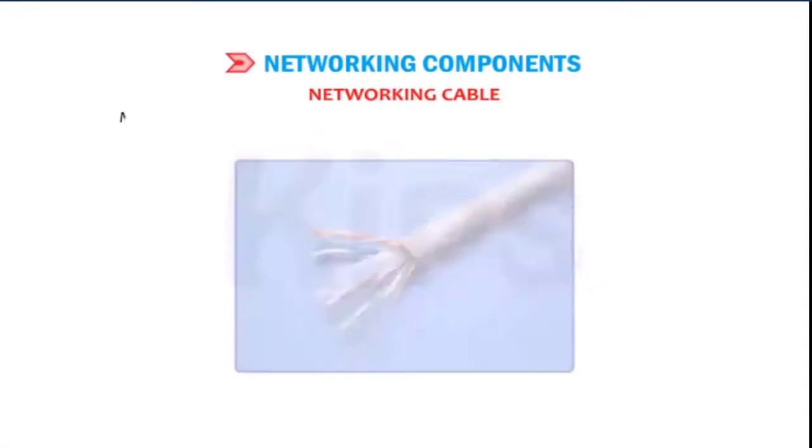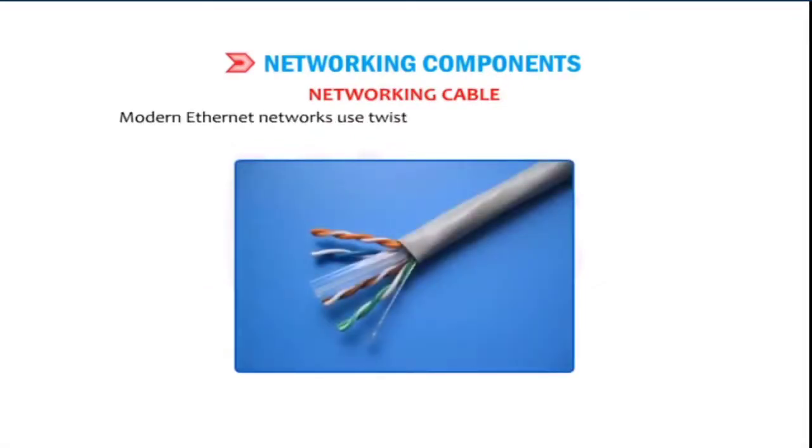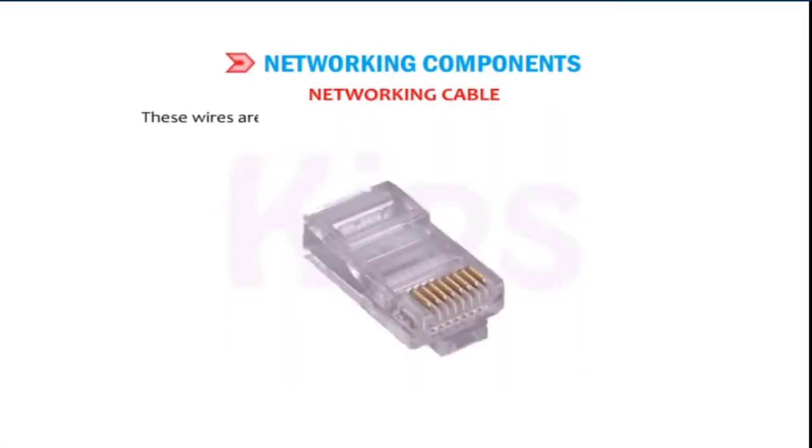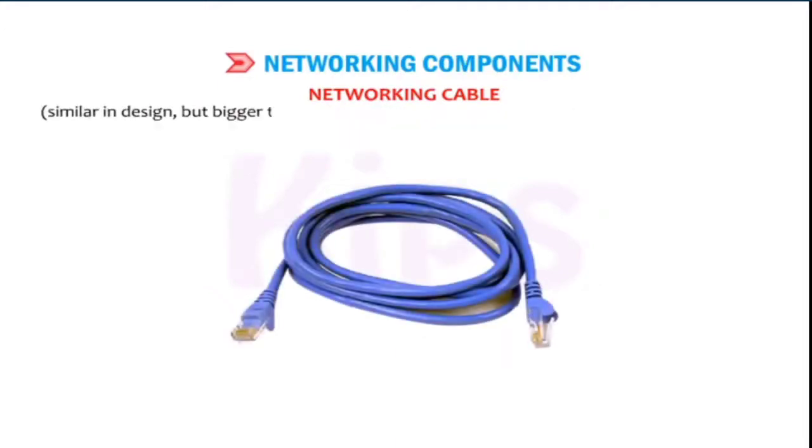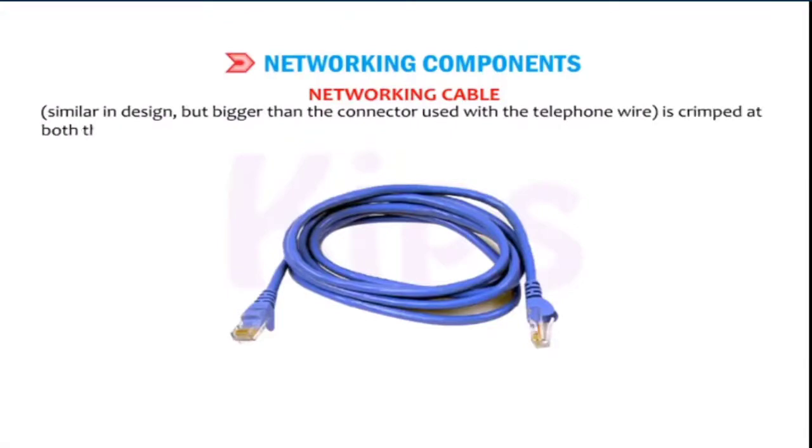Networking cable. Modern Ethernet networks use twisted pair cable containing 8 wires. These wires are arranged in a special order and an RJ45 connector, similar in design but bigger than the connector used with the telephone wire, is crimped at both ends of the cable.